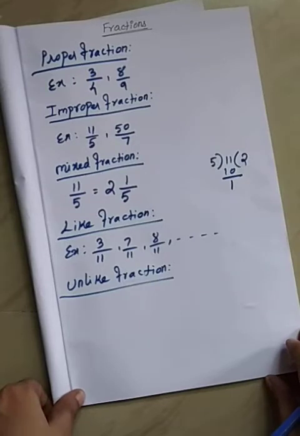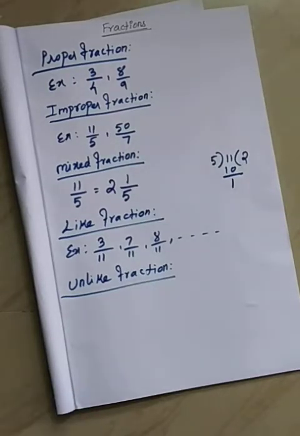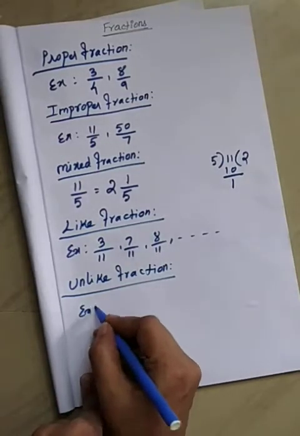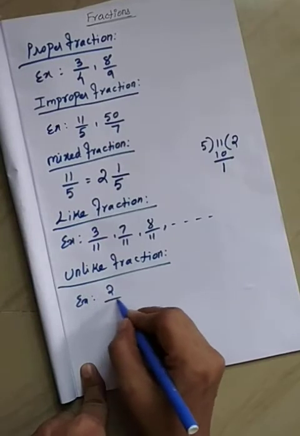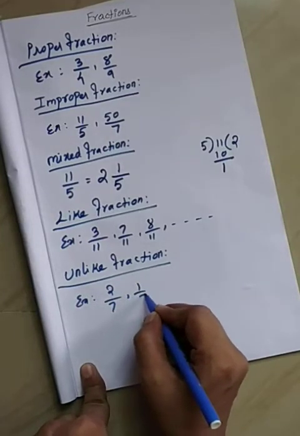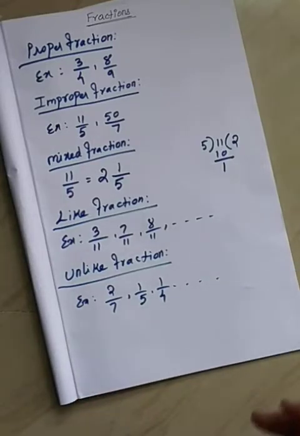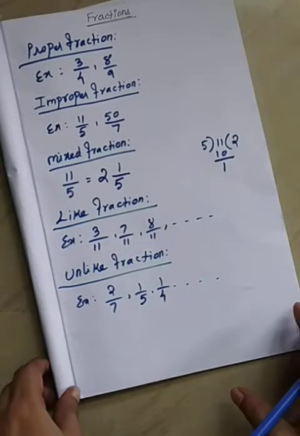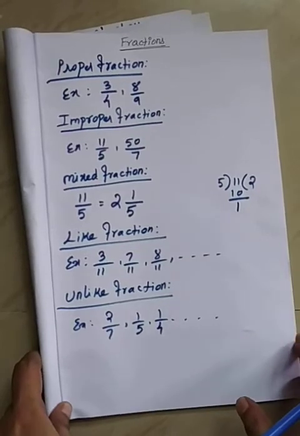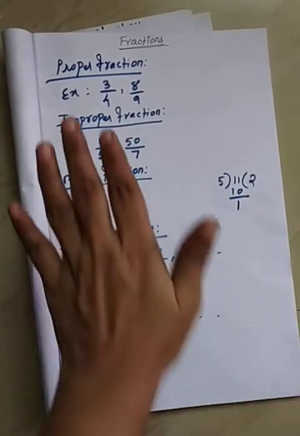Everybody clear? Now we have to see unlike fraction. What is the unlike fraction? Fractions with different denominators are called unlike fractions. See the example: 2 by 7, 1 by 5, 1 by 4. This is the unlike fraction. Everybody clear?